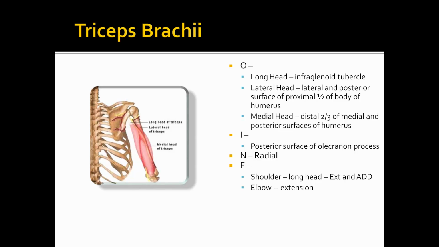Then you have your triceps, which again is in the back part of your arm. It is a primary elbow extender and shoulder extender rather. And again, tri for three different heads. It has a long head, a lateral head, and a medial head.